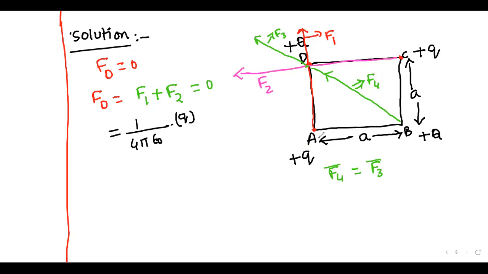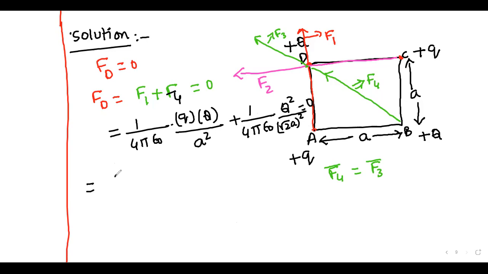Charge at A. F1 means 1 by 4 pi epsilon naught times charge q times Q by separation distance A square. Now this F4, instead of F1 equal to F2, we can write it as F4, that is 1 by 4 pi epsilon naught Q times Q by BD. I can write it as hypotenuse now. So root 2A whole square, and the net force is equal to 0.